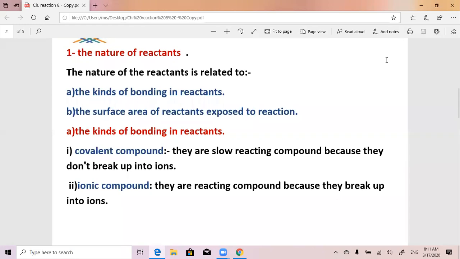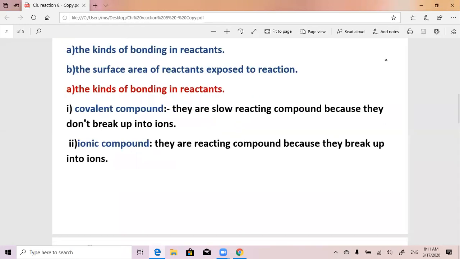into ions. The ionic bond, they are fast reacting compounds because they break up into ions. So the ionic bond reacts faster than a covalent bond. This is the differentiation between covalent bond and ionic bond. Covalent bond reacts slowly, but ionic compound reacts faster.